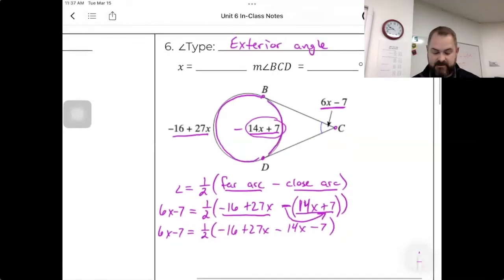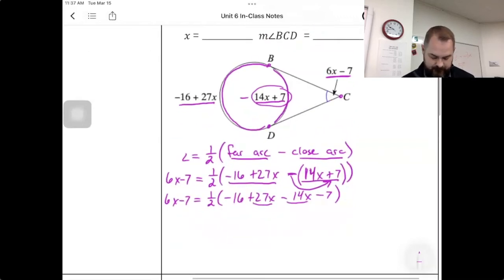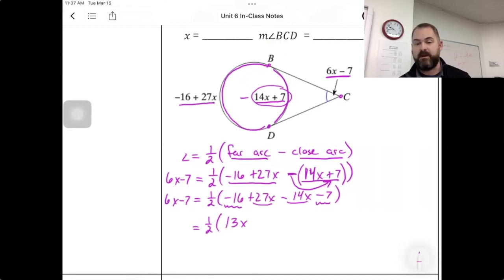In order for us to find x and eventually find the measure of angle BCD, I have to get x by itself. Well, first I need to combine my like terms inside parentheses. So I take my 27x minus my 14x. I'm actually going to put that term first. 27 minus 14 is 13x. And then I can combine my negative 16 and my minus 7. Remember, we're subtracting the positive 7, so that's why I wrote it as a minus there. Negative 16 minus 7 is negative 23. If you're trying this on your own and you didn't get a negative 23 there, that's because you forgot to do minus the 7. And I still have 6x minus 7 here.